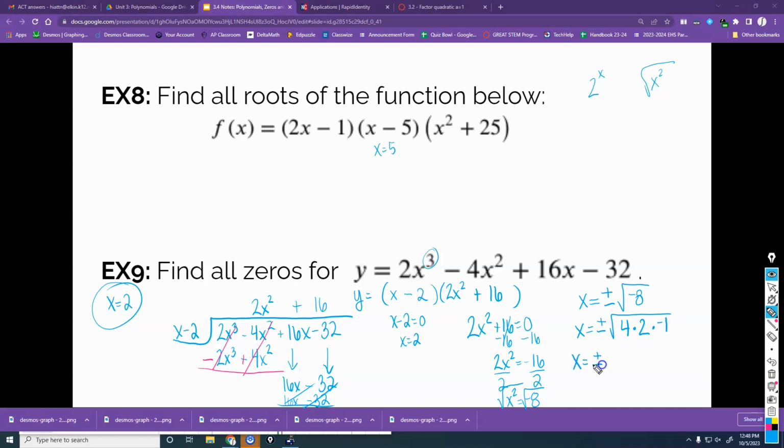So for this one, what is the square root of 4? 2. The square root of 2? I cannot do, right? So I'm going to leave that over here underneath the square root. And the square root of negative 1 is my i. That's where the i comes from. So you got x equals 2, and you got x equals plus or minus 2i square root of 2. That is 2 zeros, because one of them is positive, one of them is negative. So there's your 3 zeros you're supposed to have.